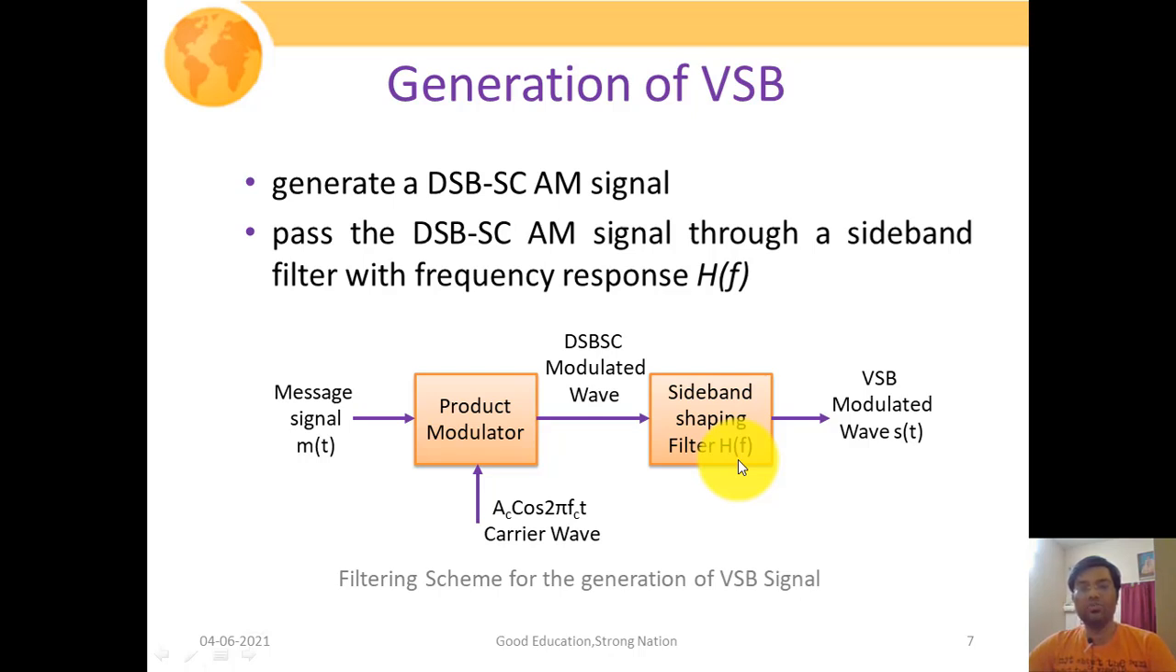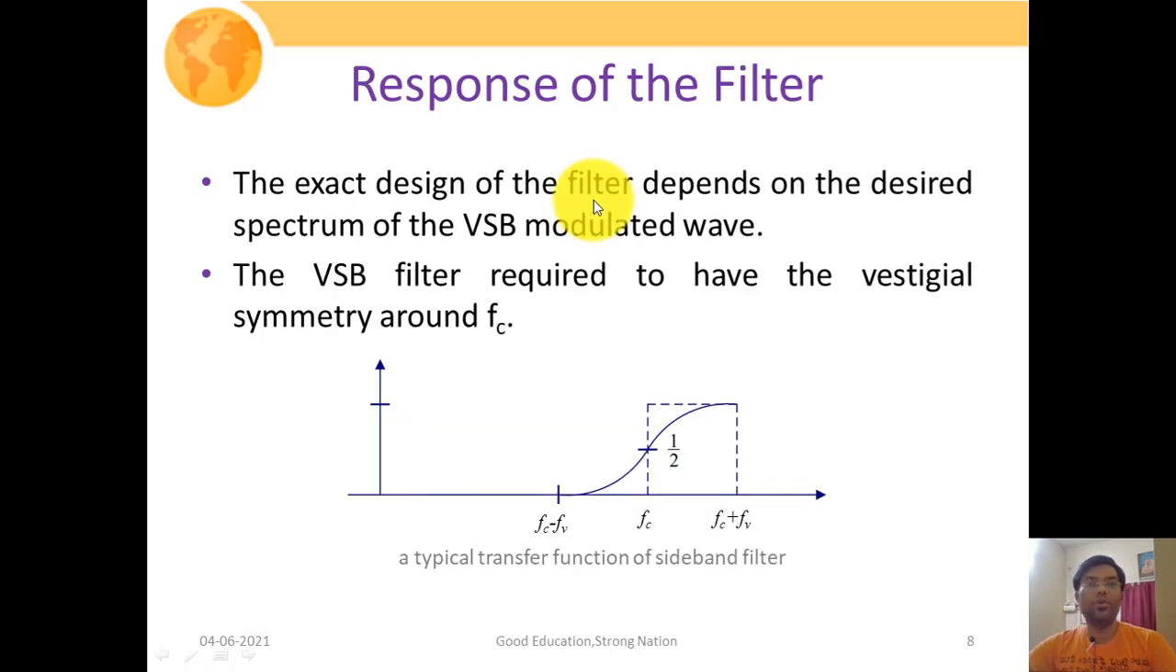While passing through this filter, we get the vestigial modulated waveform, which is denoted as s(t). So H(f) plays an important role, since without this filter we are not in a state to develop the VSB modulated waveform. In our upcoming slide, our focus will be on understanding the working of this sideband shaping filter. The important point is the response of that filter: what type of response we require, and what it looks like.